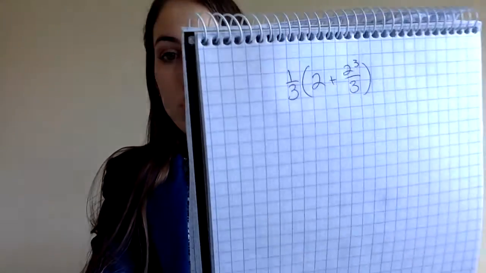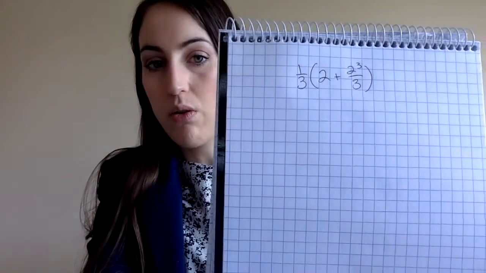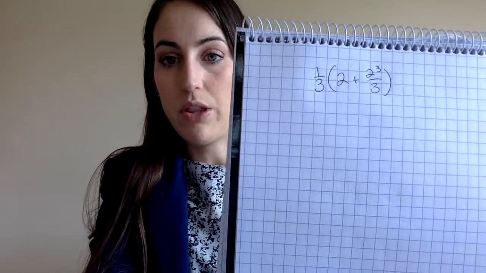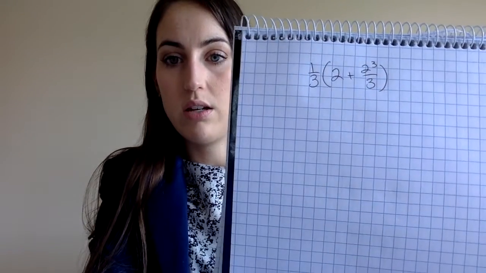Let's do this. Okay. So we got 1/3, 2 plus 2 cubed over 3. I've plugged in 2, and I'm just going to get it all the way out to an answer and not worry about the -1 yet.